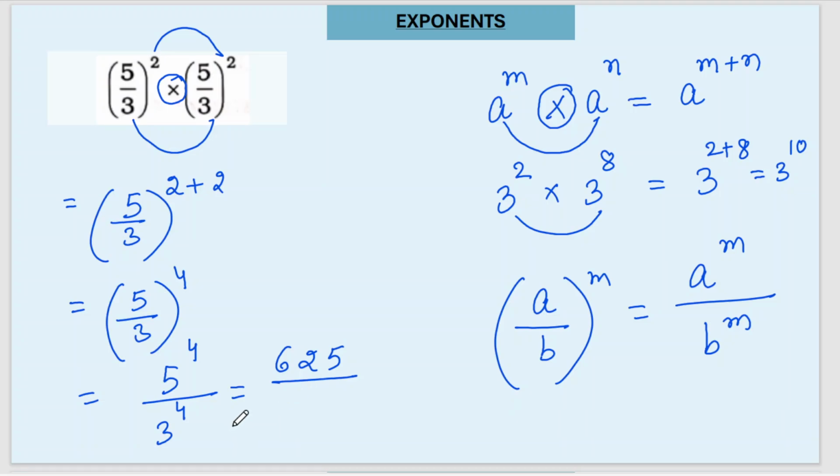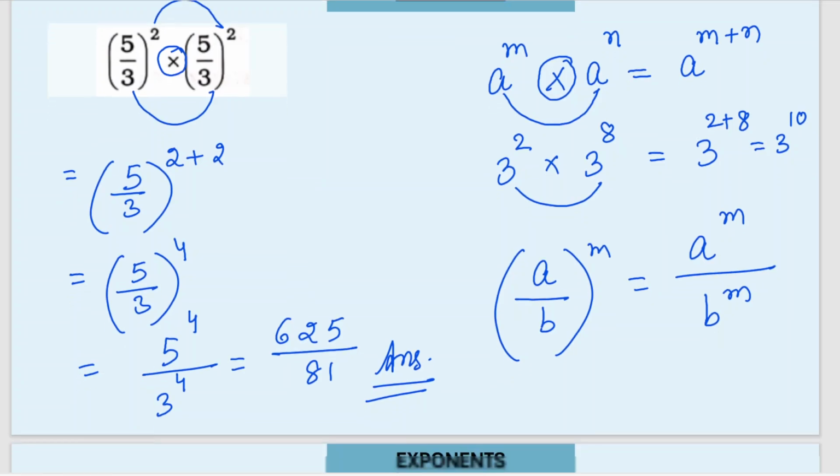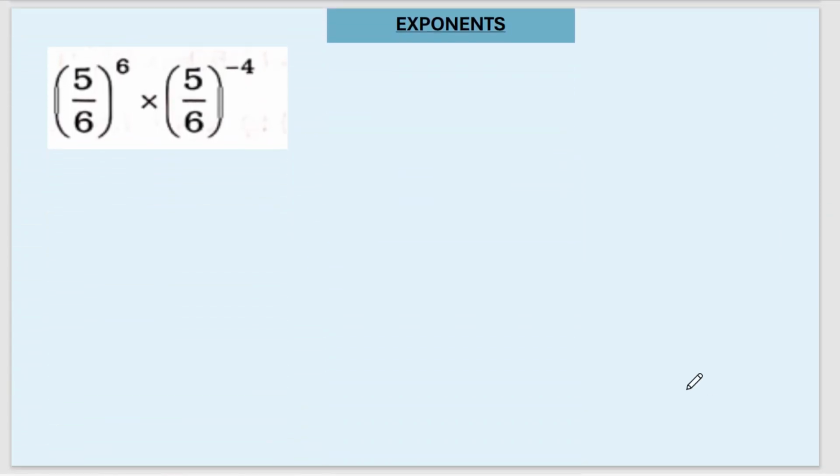That means you are multiplying 3 five times. Sorry, 4 times. 3 into 3 into 3 into 3, that is 81. So this is your answer. You can change the answer into a mixed fraction also. Okay. Next question.